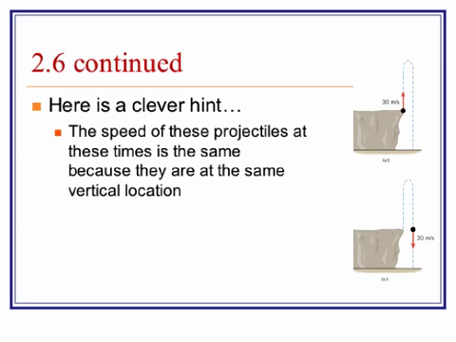An object in free fall, when thrown up in the air with some velocity, will have the same speed when it returns to the same height that it was initially launched from. Keep in mind that it's speed and not velocity, because it will have a different direction. This is just a quick, clever hint and useful when solving problems.